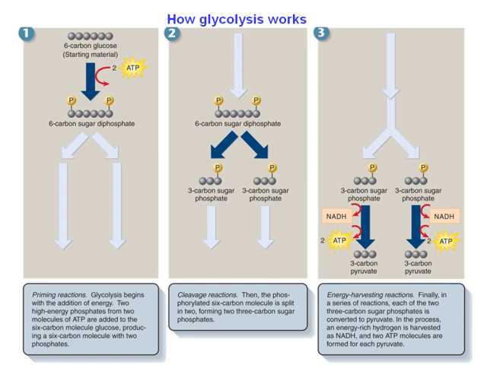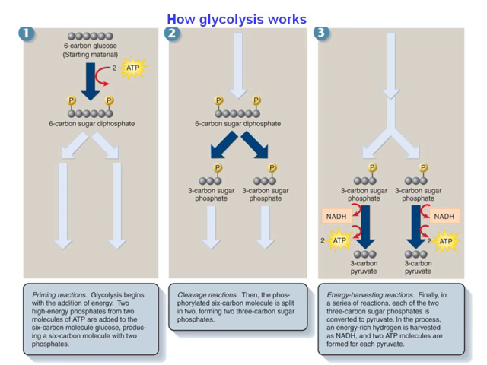Finally, we have our energy harvesting reactions. In a series of reactions, each of the 2 3-carbon sugar phosphates is converted to pyruvate. In the process, an energy-rich hydrogen is harvested as NADH, and 2 ATP molecules are formed for each pyruvate. As you can see, for each 3-carbon sugar with a phosphate attached, we're going to liberate electrons in the process that will ultimately be carried to the electron transport chain. And we're also going to form 2 ATP for each of these 3-carbon sugars.